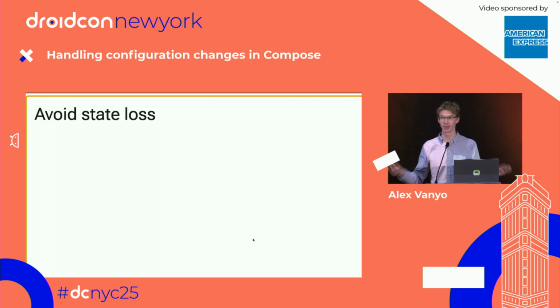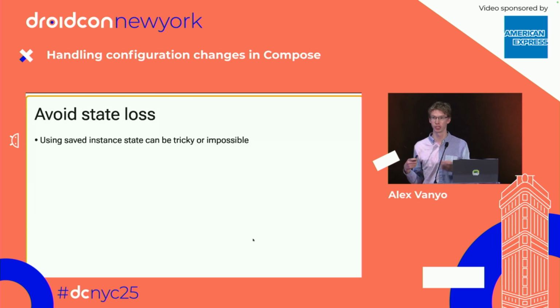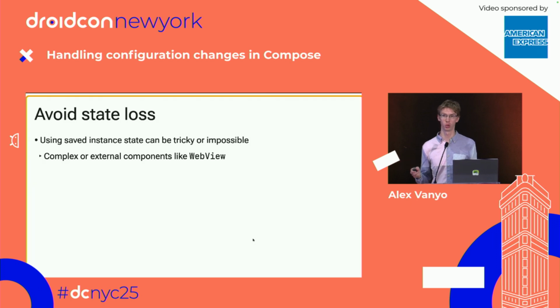Ideally, everyone doesn't have this issue in your apps today, but I think the reality is that this is sometimes kind of hard. Using saved instance state sometimes can be really tricky, or in some cases, impossible. There are sometimes very complex or external components, like a web view, that you don't have full control over how it's managing its state internally. A web view is an entire browser running in your application, there's a lot of state there. It can be really difficult to preserve all that, recreate it, and restore where the user was.